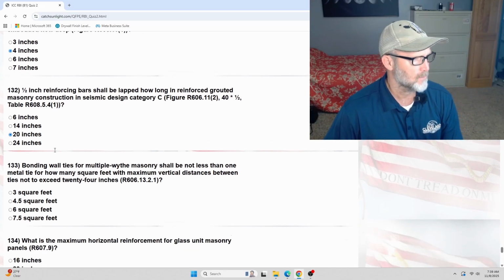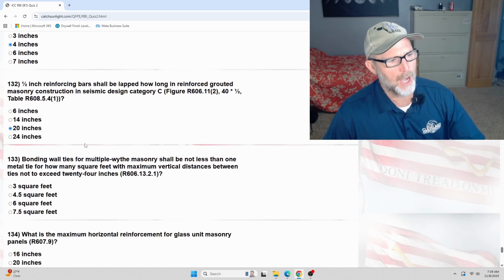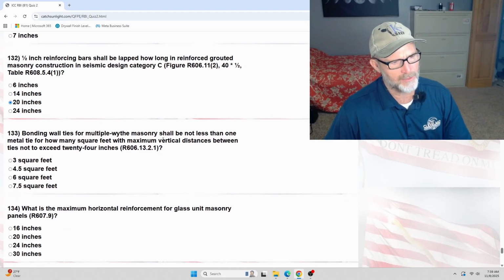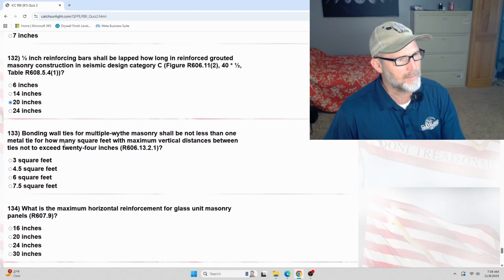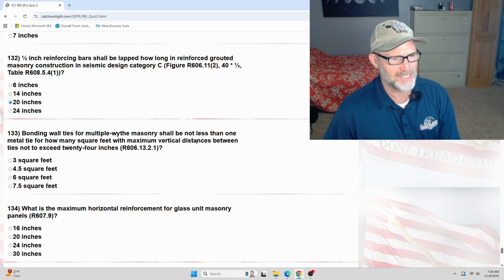That's what you have. All right, 133, bonding wall ties for multiple wythe masonry shall be not less than one metal tie for how many square feet with a maximum vertical distance between ties not to exceed 24 inches. A lot of details in that. Let's dissect this.